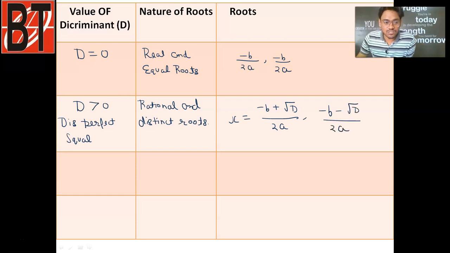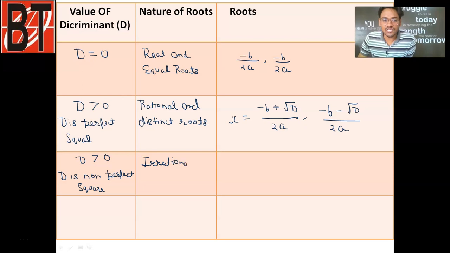Now suppose the same case, d is greater than 0 but d is a non-perfect square. So in this particular case, students, roots are going to be irrational.